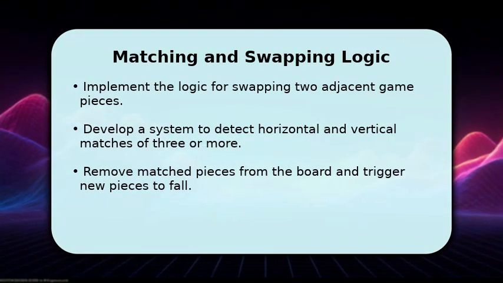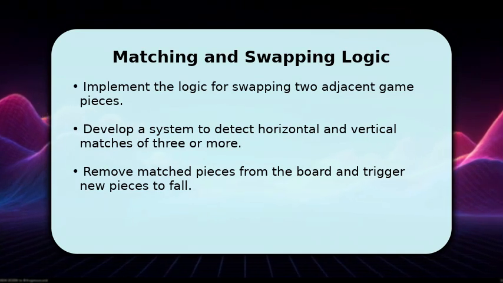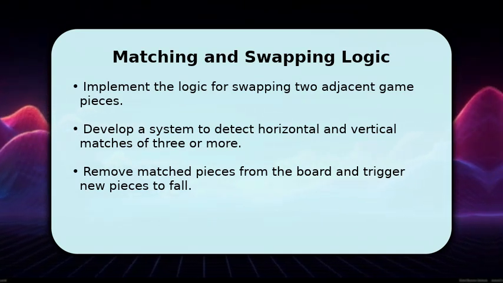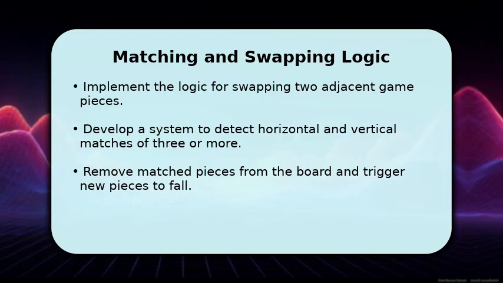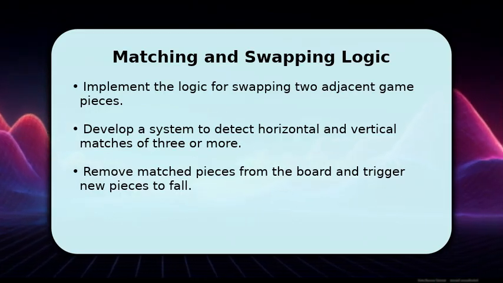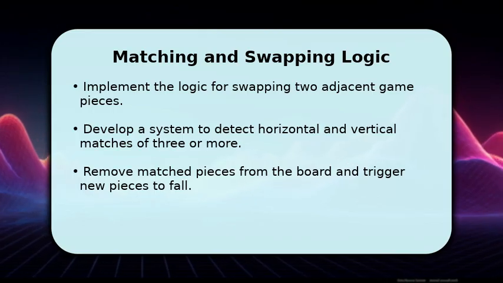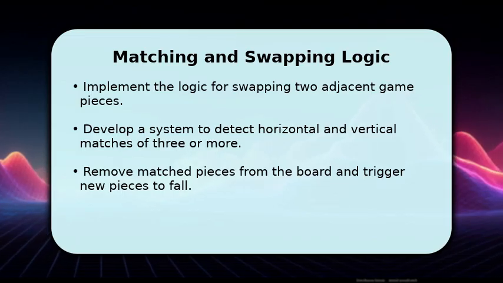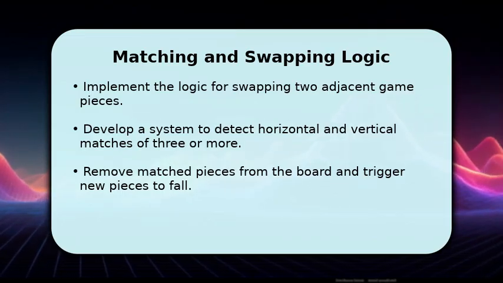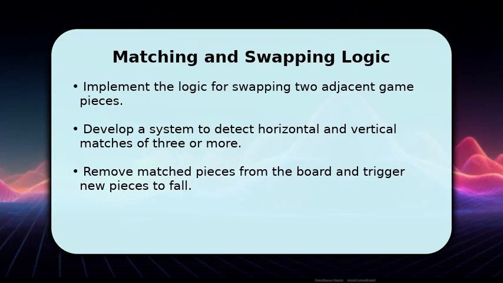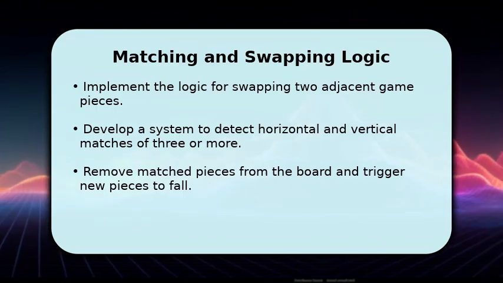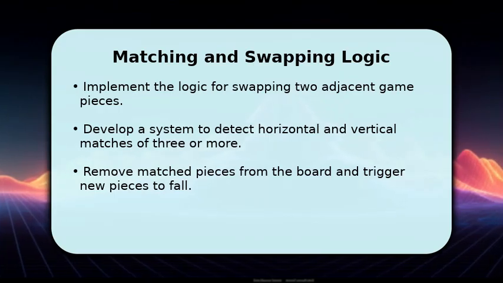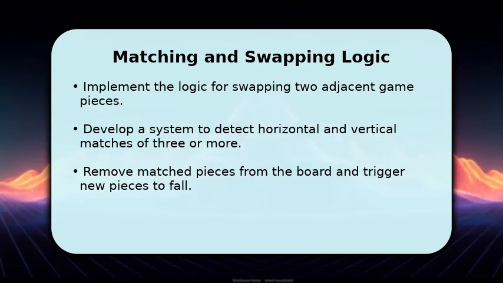Now, let's dive into the core game logic. You'll need to implement the functionality for players to swap 2 adjacent game pieces, ensuring only valid moves are allowed. Develop a robust system to detect horizontal and vertical matches of 3 or more identical pieces. Once matches are found, remove those pieces from the board and trigger new pieces to fall from the top, filling the empty spaces. Don't forget to handle cascading matches, where new falls create additional matches automatically.